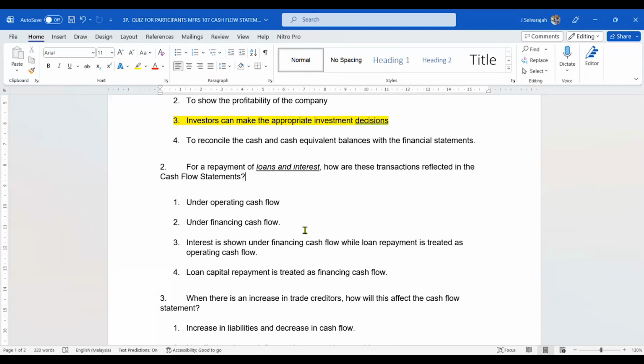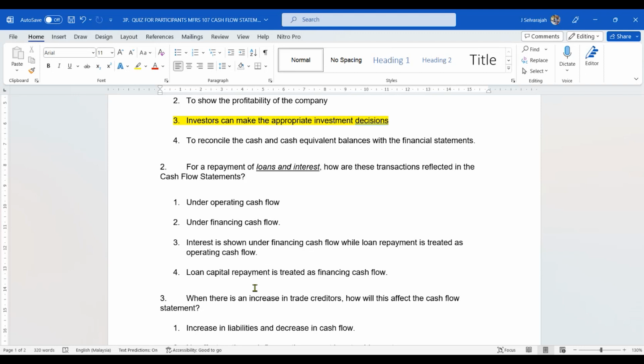All right. Okay. Now, the next one, number 3. Interest is shown under financing, while the loan repayment is treated as operating cash flow. Now, interest shown under financing, number 3, is correct. But cash flow under operating, no way. It will always come under financing. You got the loan under financing. Repayment is under financing. So loan cannot be. So only one part of number 3 is correct. Number 4, loan repayment is treated as financing, is correct.